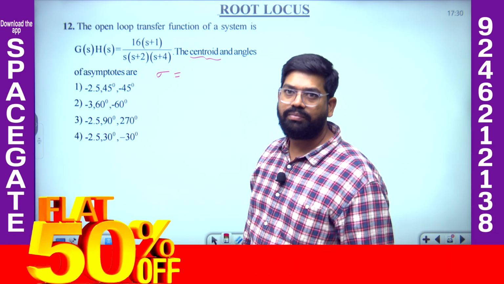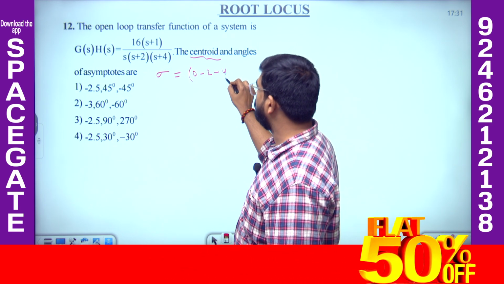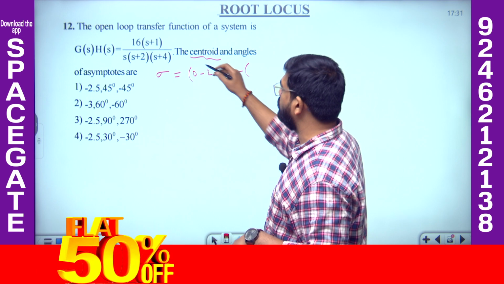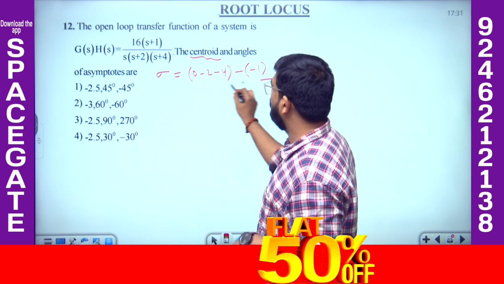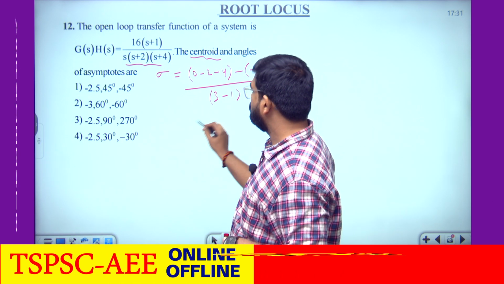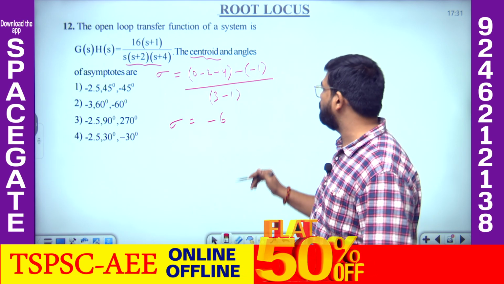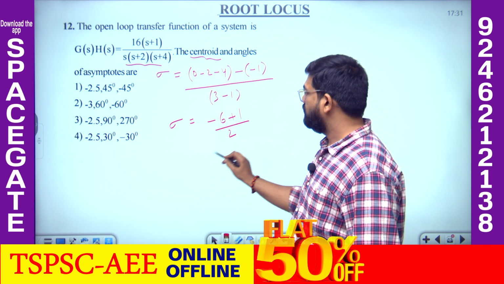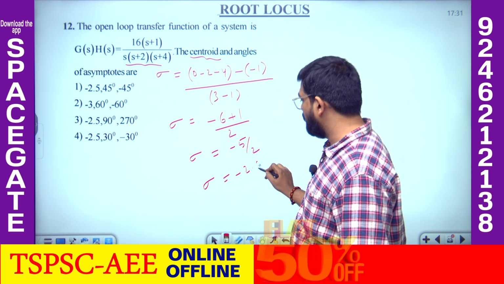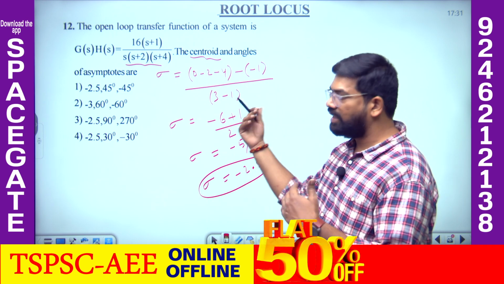Sum of real parts of poles. Real parts of poles means what we get? 0, -2, -4, these are the real parts of poles. What about real parts of zeros? Means only one is there, that is -1, divided by how many poles we have? 3 poles and 1 zero, means 3 minus 1. So, simplify further, centroid we will get minus 6, minus 2 minus 4, minus 6 plus 1 by 2, means centroid is minus 5 by 2. Centroid is equal to minus 2.5. Minus 2.5 is the centroid, but here we have all the cases minus 2.5 only.